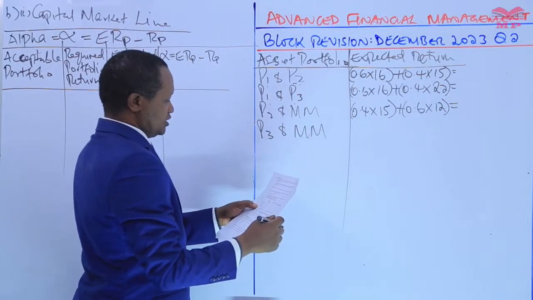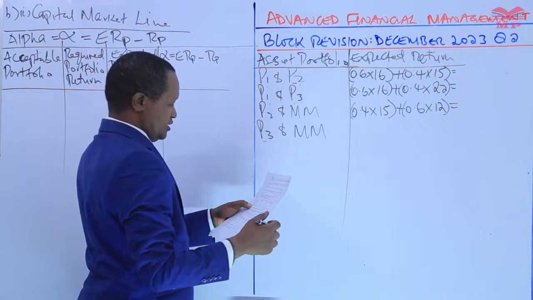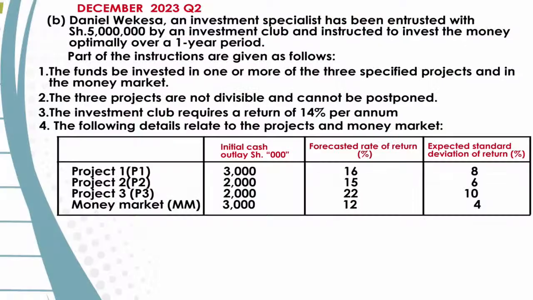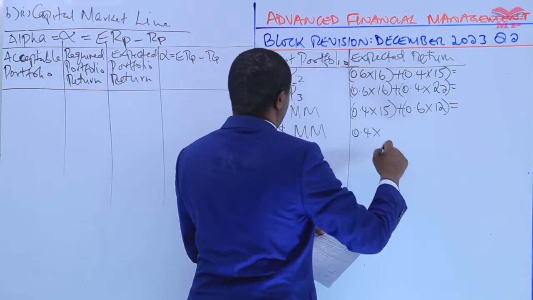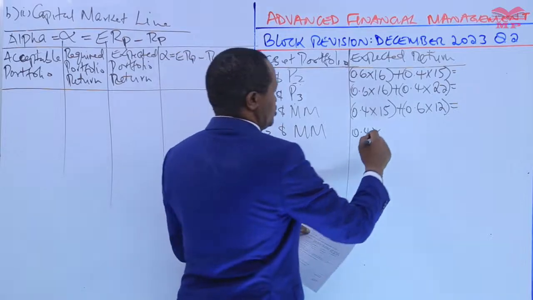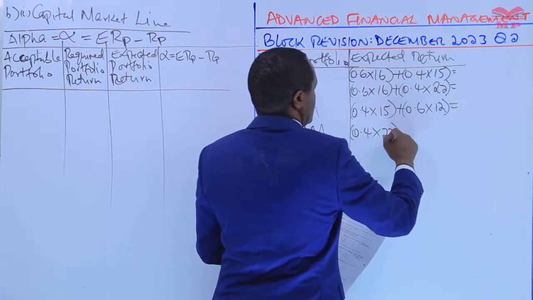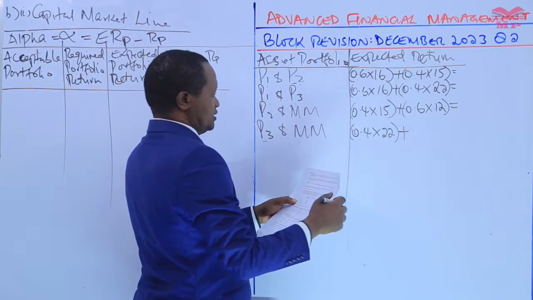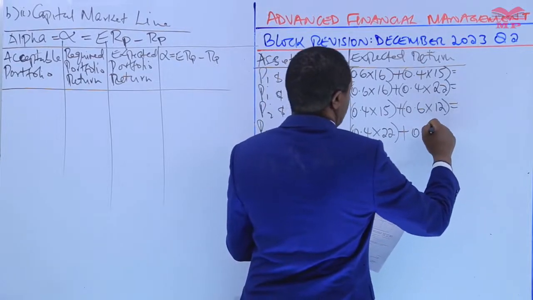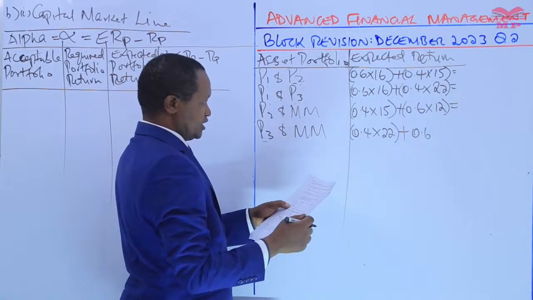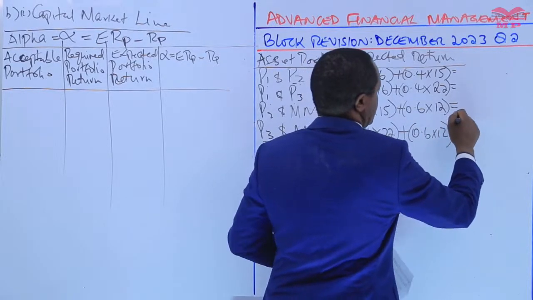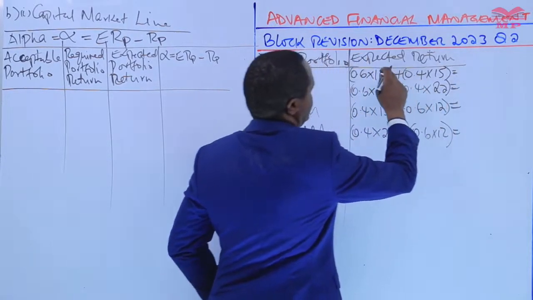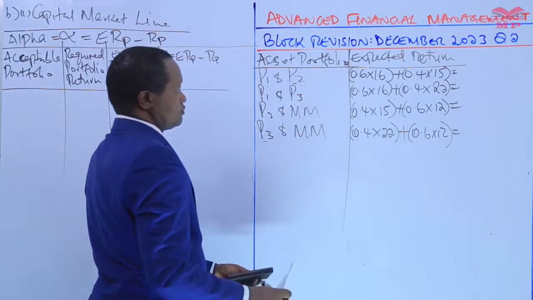Then moving on, candidates, to P3. 2 million divided by 5 million is 0.4 as a decimal. 0.4 times the P3 return of 22%, plus 0.6 times the MM return of 12%, will be equal to the expected return for the portfolio.